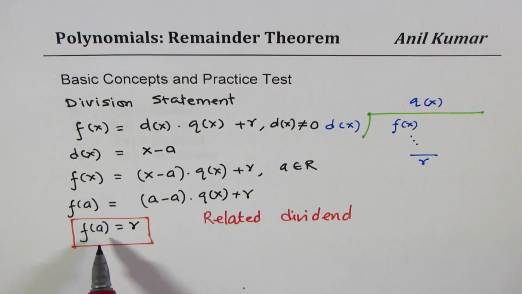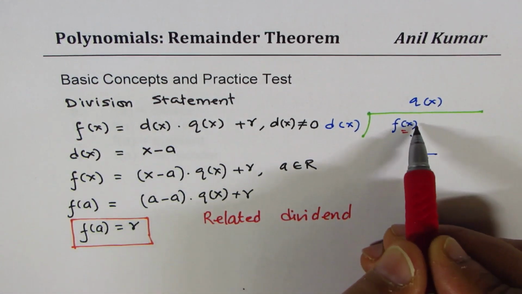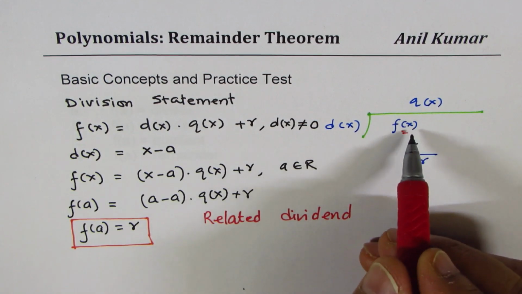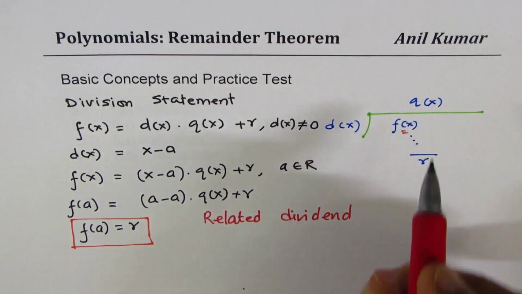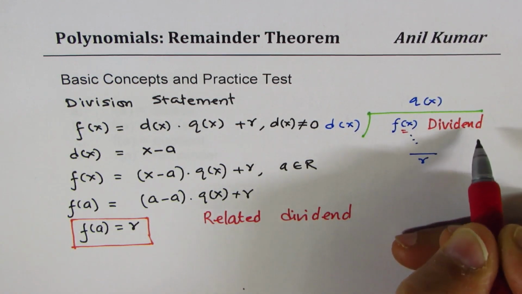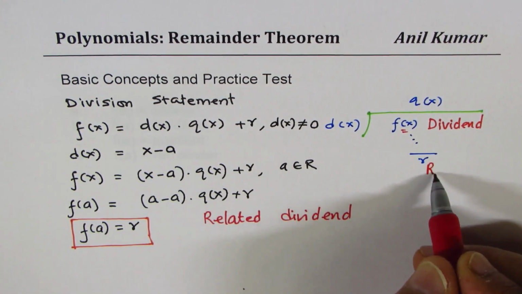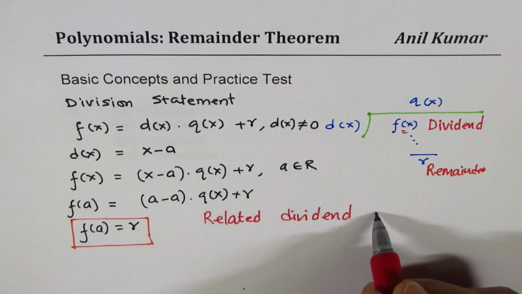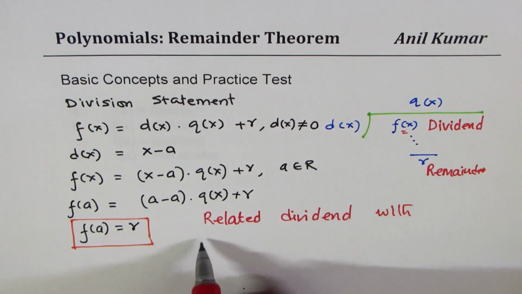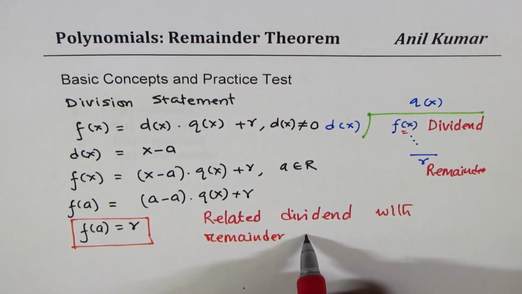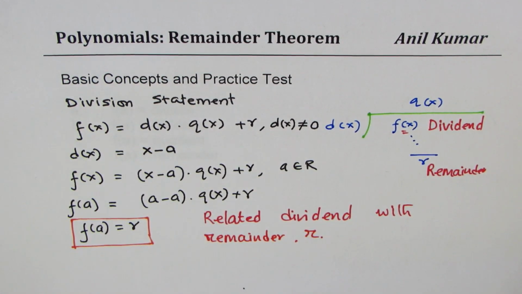So f of a, that is a part of this, right? Value at x equals a. F of a is the value of this function at x equals a. So we have related this dividend with remainder r. Is that clear?